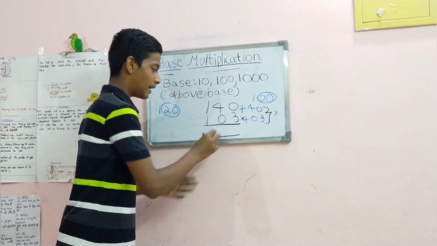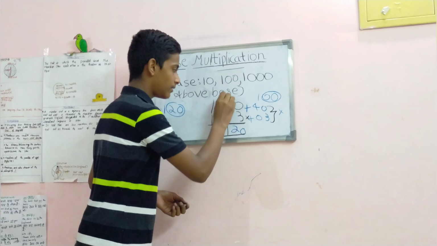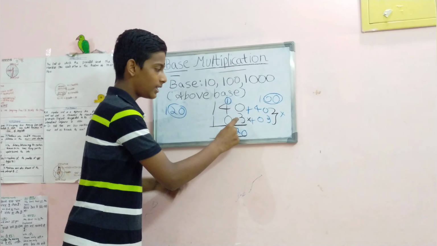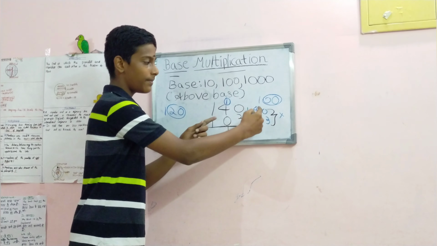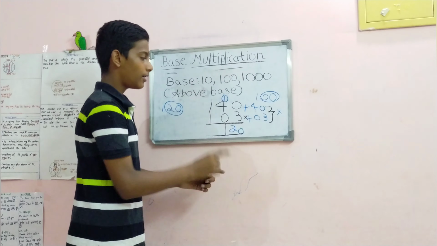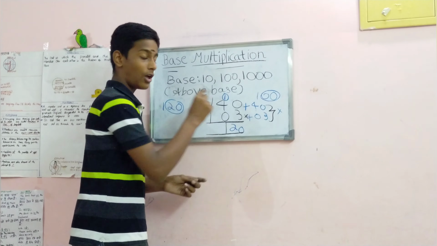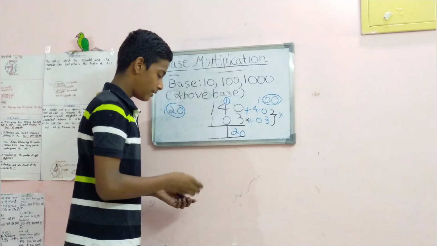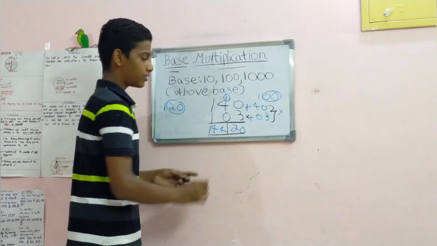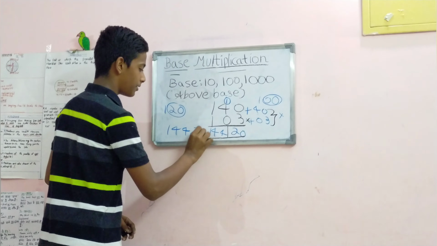This one is to be taken as a carryover, and it is to be added with the sum of 103 plus 40. So 103 plus 40 or 140 plus 3 gives us 143. Along with that we have to add 1, which gives us 144. So the final answer is 14420.